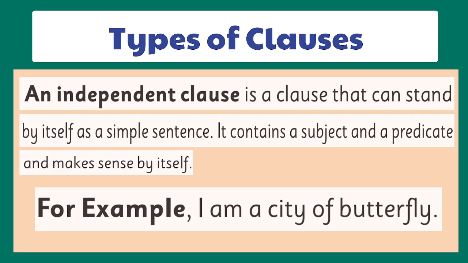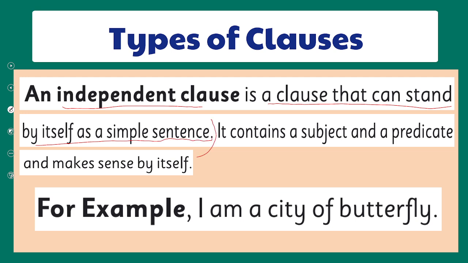So let's go further. Here we have the types of clauses. In the types of clauses we have two types: independent clause and dependent clause. Firstly, we have to learn about the independent clause. What is an independent clause? An independent clause is a clause that can stand by itself as a simple sentence.